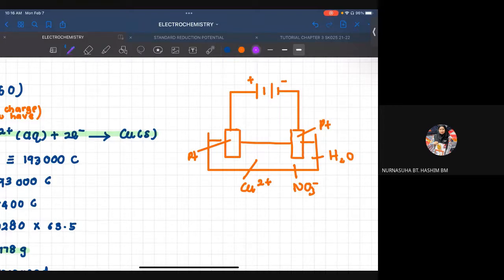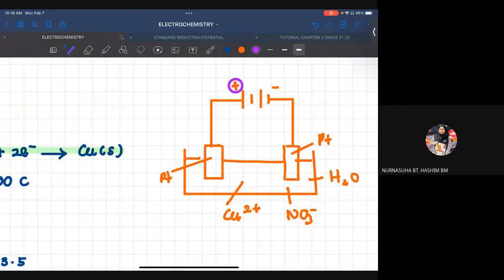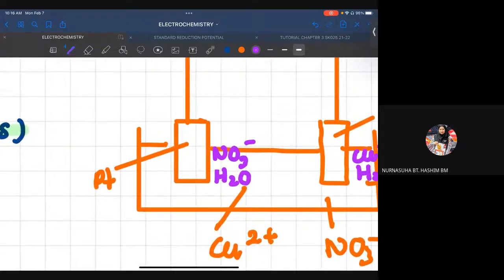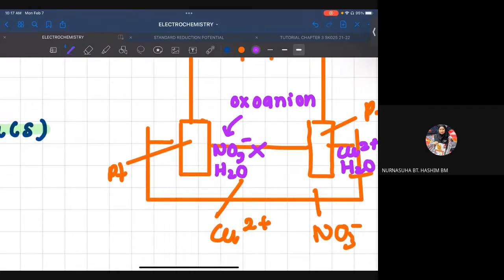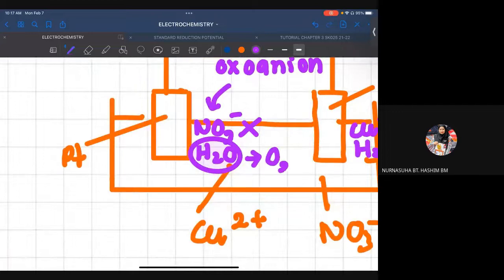Okay, now ingat balik at anode is the positive terminal, so anion will be attracted to anode lah. So NO3- and water. So this one. At cathode Cu2+ and water. So dah tak perlu tengok dekat cathode lah, kita fokus dekat anode sekarang. Okay, so we have NO3- and water. But we learned yesterday that oxo anion, this is oxo anion, dia tidak akan oxidize. So means that dia tidak akan terpilih lah to be discharged at anode. So the chosen one is water. So you have to know water at anode, dia produce oxygen gas.